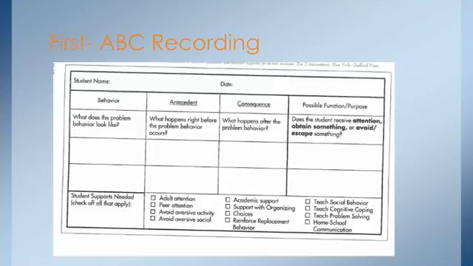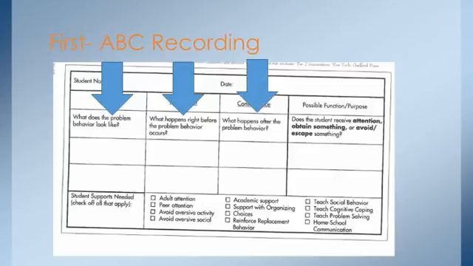This is just observing the student. You want to watch the student for a 10-minute period, 15-minute period, whatever it is, and you want to see what the problem behavior looks like. And you want to record that information there. Then you want to think about what is happening right before that problem behavior occurs. And then what happens after the student exhibits that problem behavior? What is the consequence for that action?